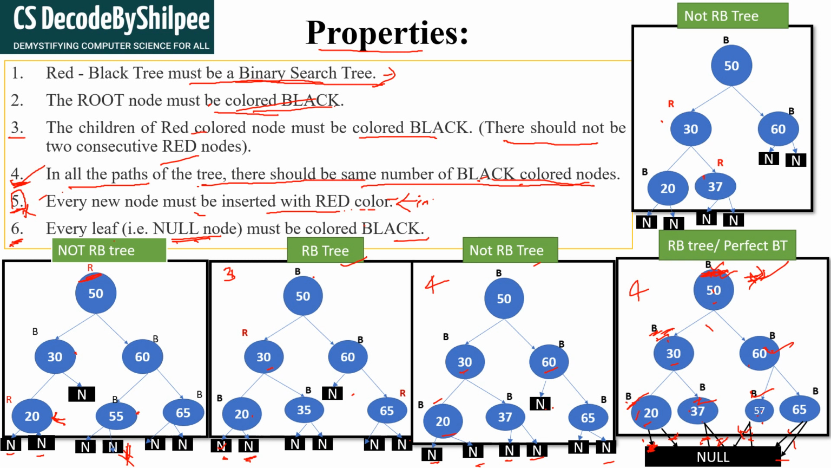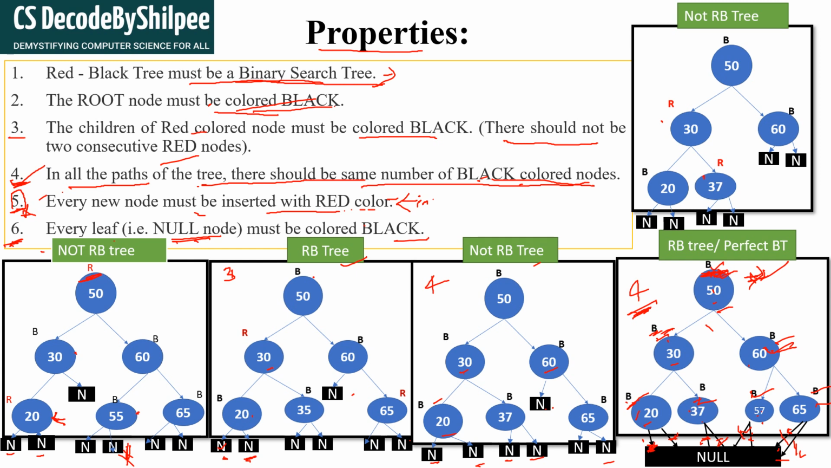Now 50, 60, 65 and their left. 1 black, 2 black, 3 black and left is also 1 black. So total 4. Coming to the right side. So 50 black, 1 black, 60 1 black, 65 1 black and right children also 1 black. So means in all 8 paths, each path is having 4 blacks, and all paths have an equal number of blacks, so this follows the red black tree property, right? Fifth one is not required.